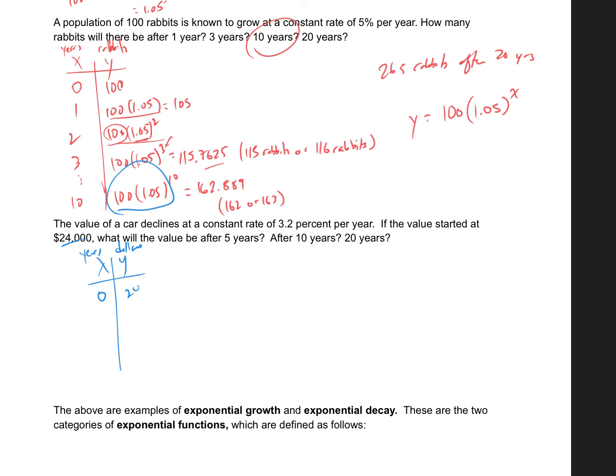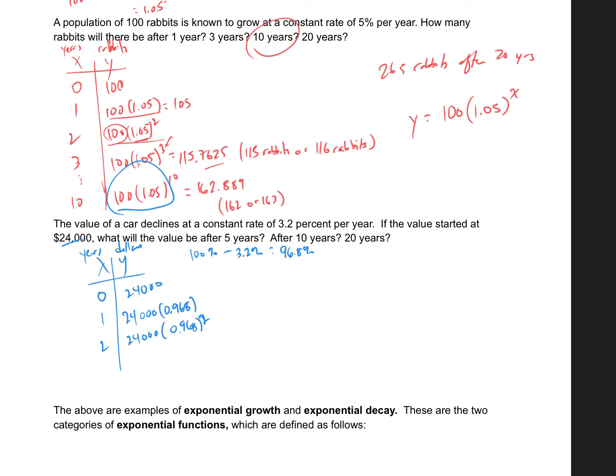So I start at 24,000, and then after 1 year, my car's going to decline at a constant rate of 3.2%. So again, the way I want to think about it is it's 100%. This time it's declining, so it's shrinking, minus 3.2%. That would give me 96.8%. And then if I change that to a decimal, 0.968, that gives me the number to multiply 24,000 by to get to the next value. So after 2 years, I'd multiply that by the same number again.